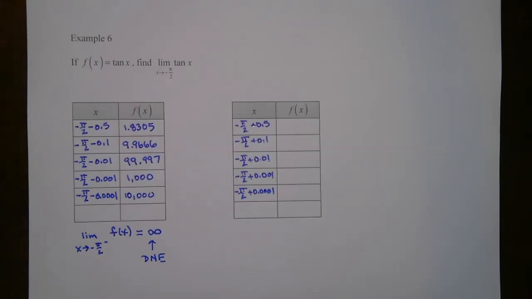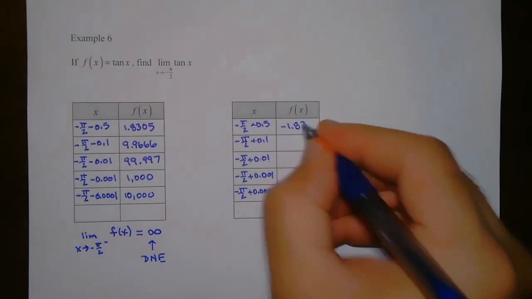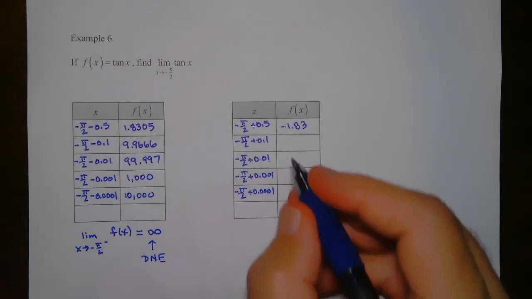So let me put those in. Negative pi over 2 plus 0.5, and that gives you negative 1.83. And then negative pi over 2 plus 0.1, and that gives you negative 9.967.